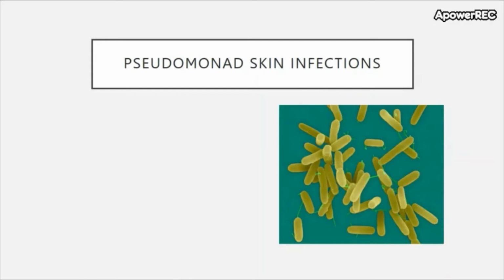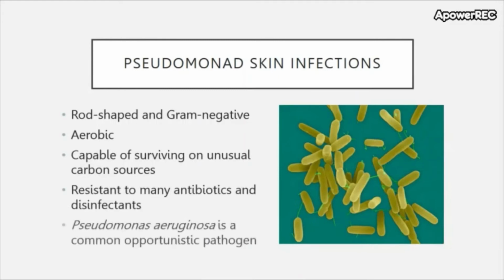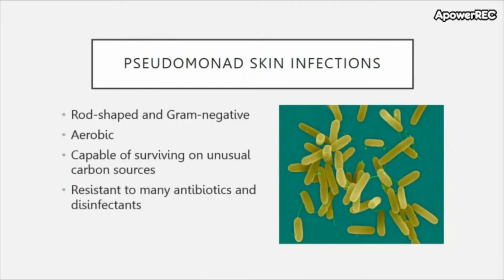The next major group of bacterium that cause skin infections are Pseudomonas. And so they are rod-shaped and gram-negative, which is different than the previous two examples of Staphylococcus and Streptococcus. They are aerobic, and they are capable of surviving on unusual carbon sources. They are resistant to many antibiotics and disinfectants.